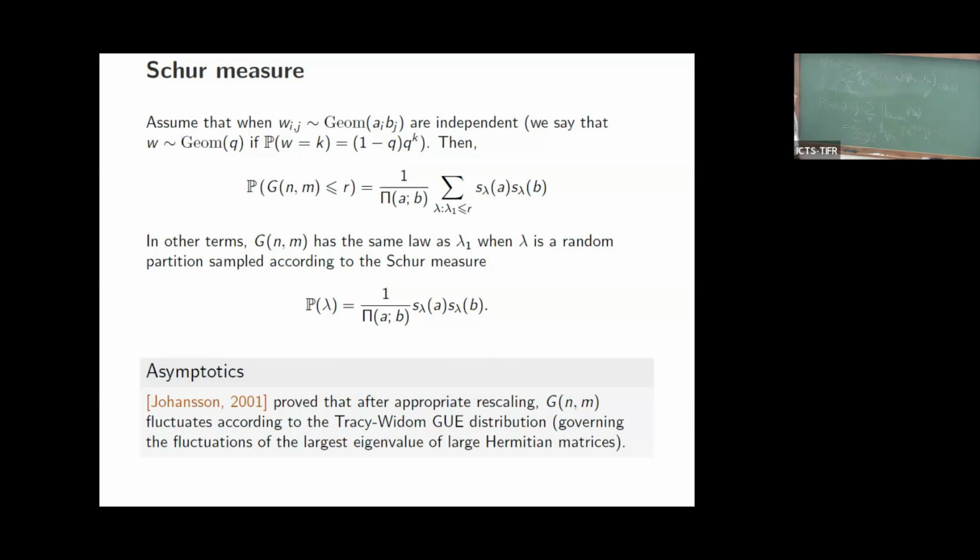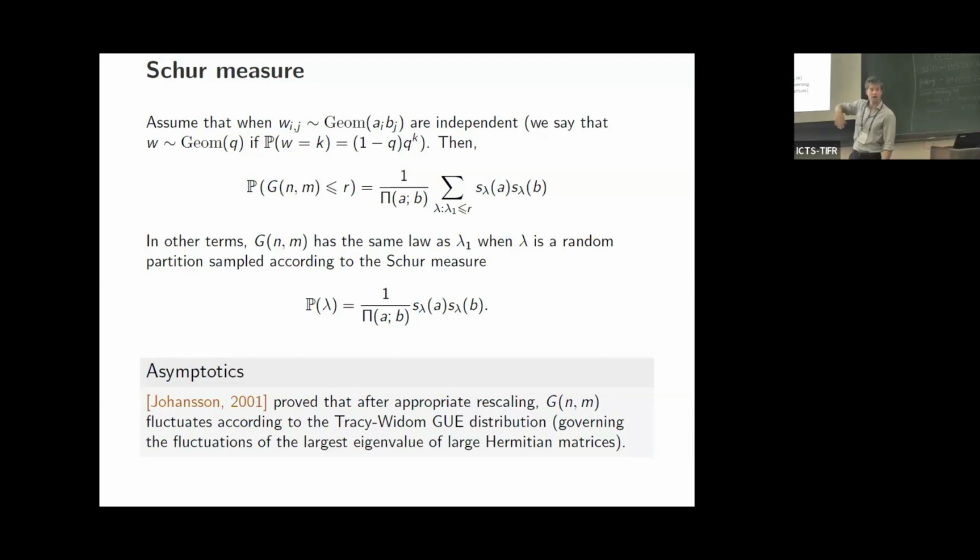Okay, so that's how one can study last passage times in percolation. So the identity that I wrote on the board is equivalent to saying that I can define some probability measures on random partitions. The probability of lambda is 1 over pi times s_lambda of a, s_lambda of b. And under these probability measures, lambda 1 has the same law as G(n,m), my last passage percolation time. It turns out that this correspondence between last passage percolation and Schur functions is very useful because Schur functions are determinants.